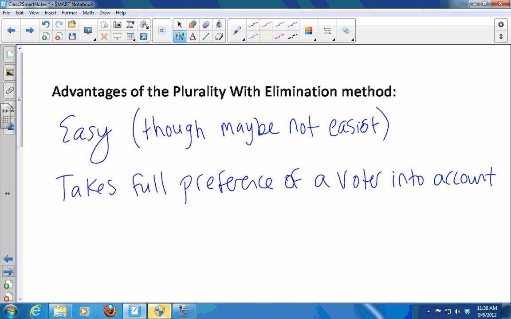Which so did Borda, but this one can't violate the majority criterion, because if someone has a majority, they win, right? So that's a good thing about both Borda and this one, but then this one can't violate majority.